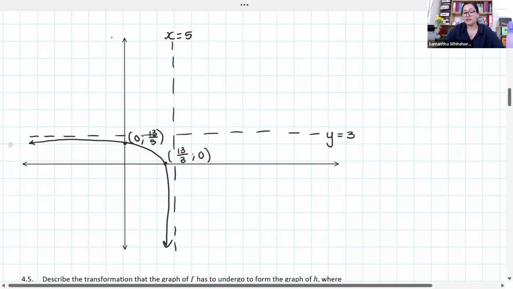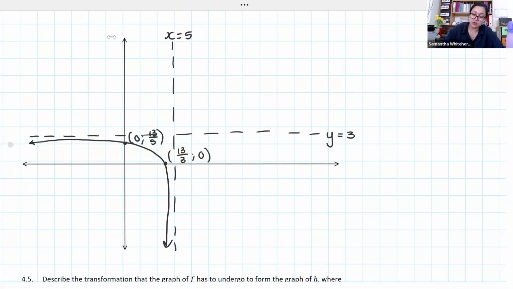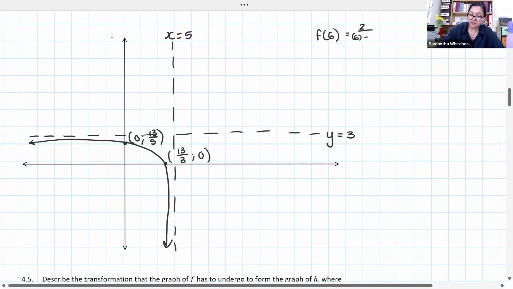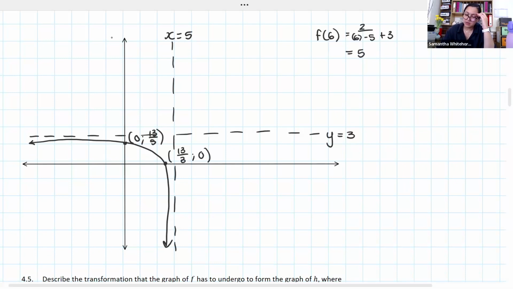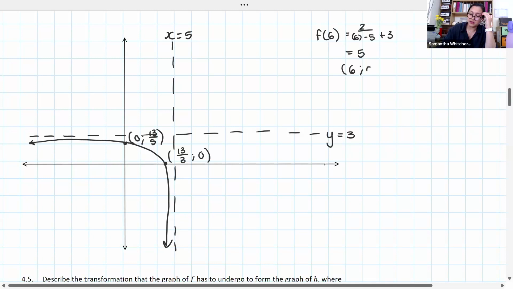Now, we should technically have at least one point on each arm. So what you can do is you can substitute in a random value. So I would substitute in 6. So 2/(6 minus 5) plus 3. Now, the reason I chose 6 is because I knew it would make my denominator 1. So it makes it a lot easier to work with. So y is 5. That then means that I have a coordinate that I can plot at 6, 5. And so that would be more or less there-ish. Again, it's a sketch, doesn't have to be perfect. And then you kind of know more or less where your second arm needs to go.